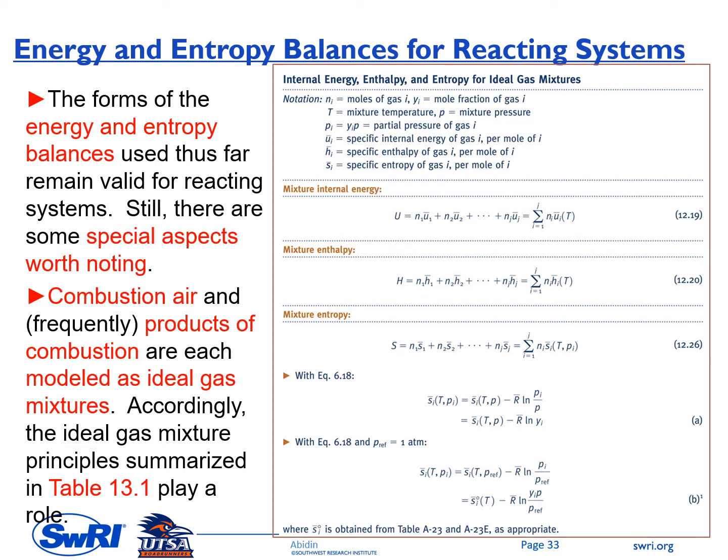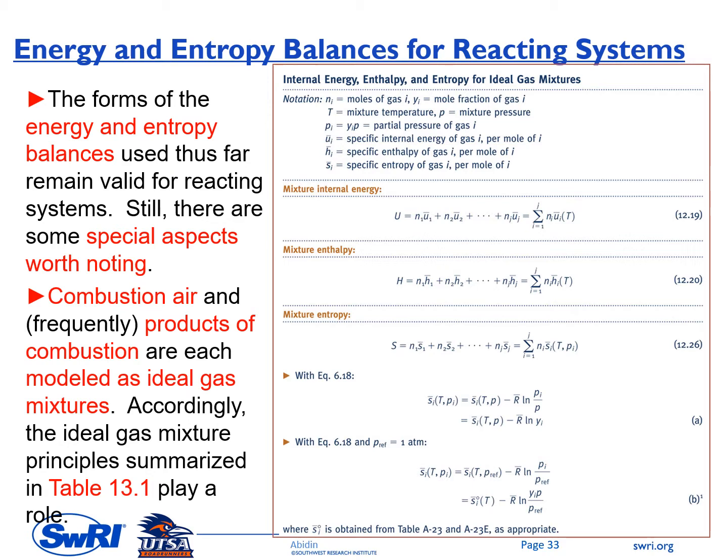Next topic is energy and entropy balance for reacting system. So the form of the energy and entropy balance used thus far remains valid for reacting system. Still, there are some special aspects worth noting. So combustion air and products of combustion are each modeled as ideal gas mixture.